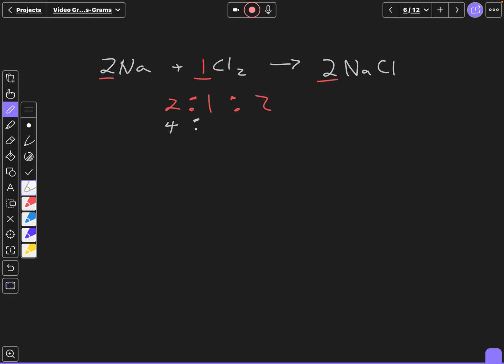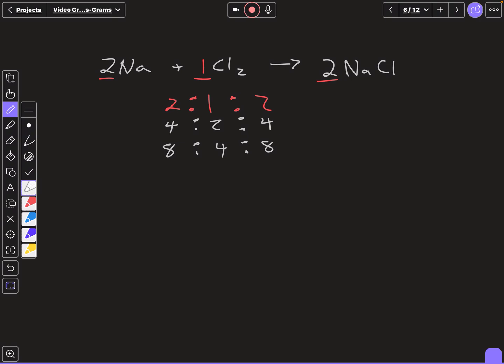If I change these numbers, if I say, well, I have 4 moles of Na, how many moles of Cl2 would react? Well, it would be 2 moles. How many moles of NaCl would be produced? It's a 2-2 ratio, same thing as 1 to 1, same thing as a 4 to 4. If this number was 8 moles of Na, it reacts with 4 moles of Cl2 to produce 8 moles of NaCl.